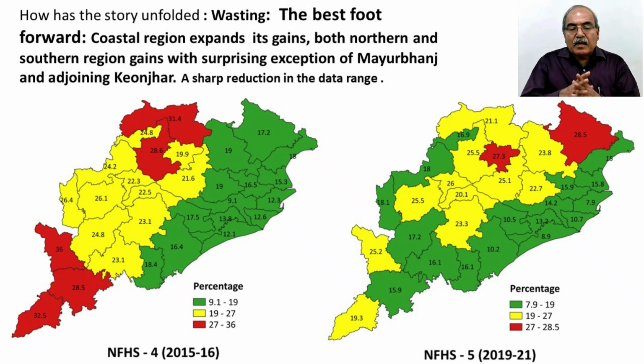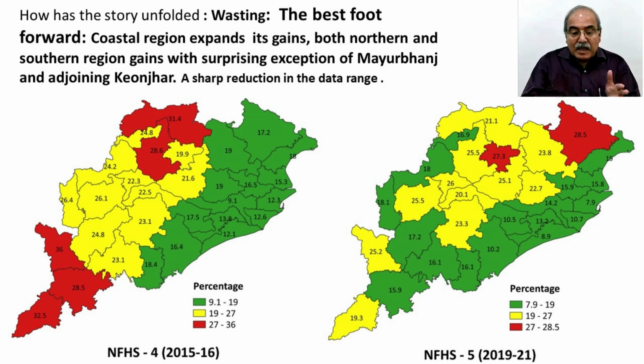When you go to wasting, here one can say that Odisha has put its best foot forward. You notice a contiguous green belt in the coastal and the northern districts. You also see the red band reducing, if not disappearing. Even in the southern districts, they have moved to the yellow band or the green band. Mind you, this is when we have taken the NFHS 4 cutoffs. So there's a very clear gain in reducing wasting among the children as far as NFHS 5 is concerned.